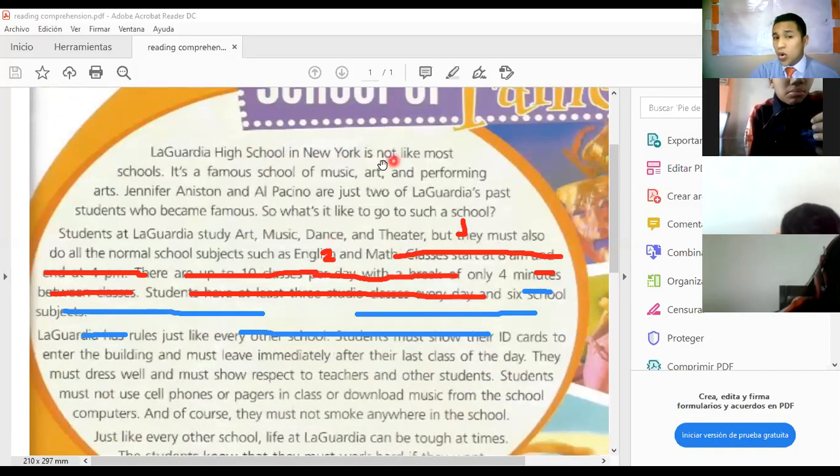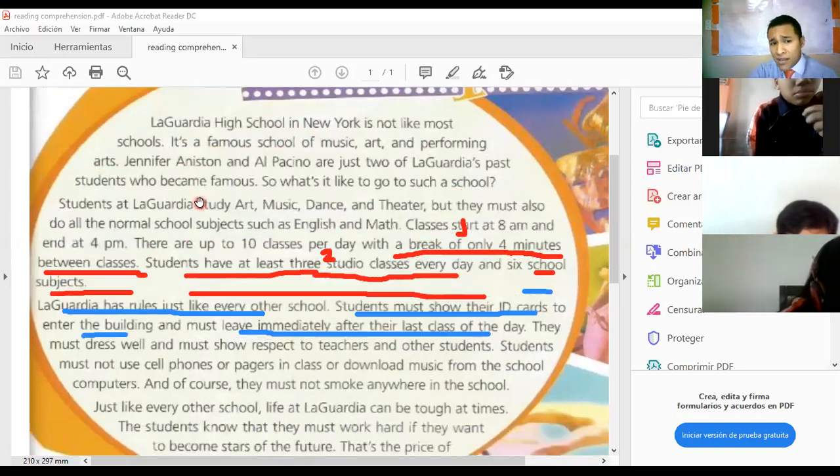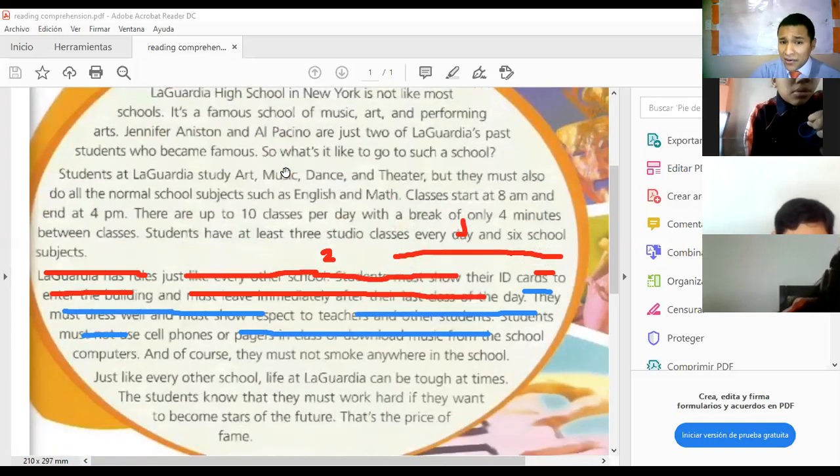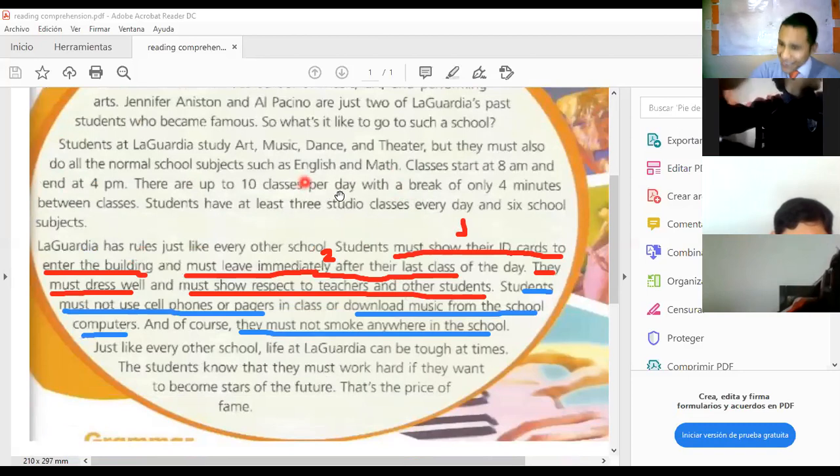What kind of school is it? It's a famous school of music, art, and performing arts. Who are the famous people? Jennifer Aniston, from Chicago, and Al Pacino. Okay, so the answers are here, guys.